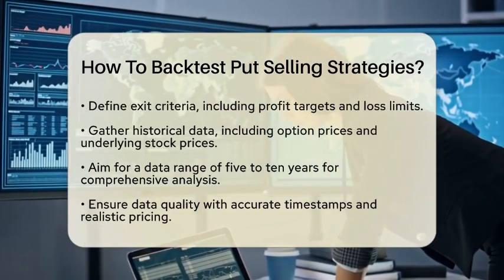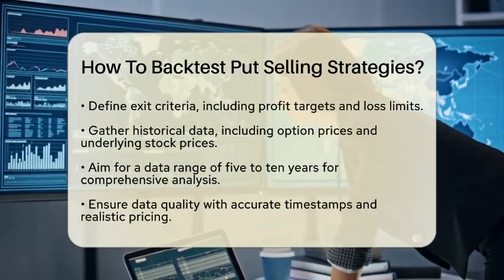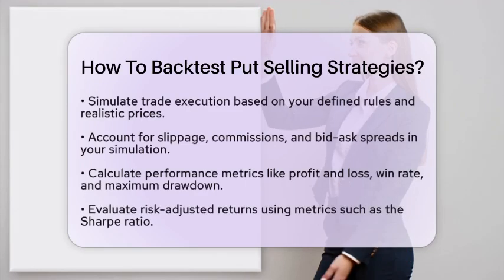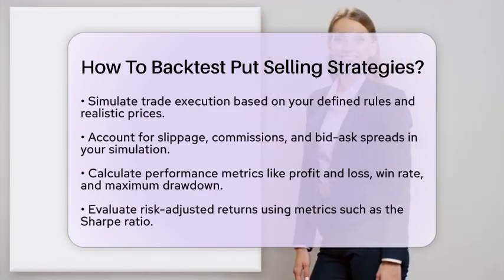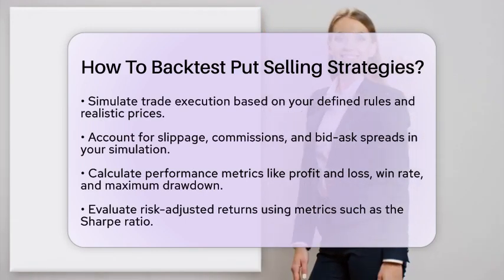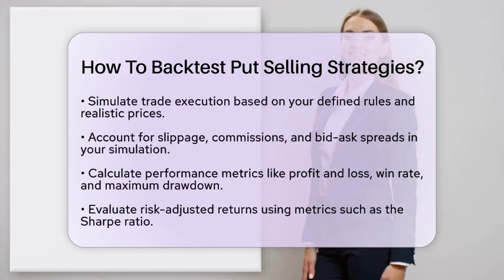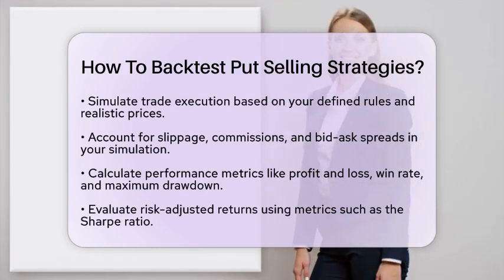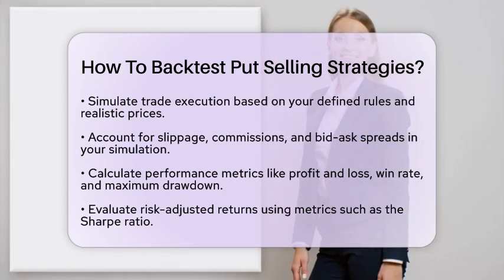Now, calculate your performance metrics. Track profit and loss for each trade and cumulatively over the backtest period. Measure key statistics like average return per trade, win rate, and maximum drawdown. You can also evaluate risk-adjusted returns using metrics like the Sharpe ratio or Calmar ratio to understand how much risk you are taking on for the returns you are getting.